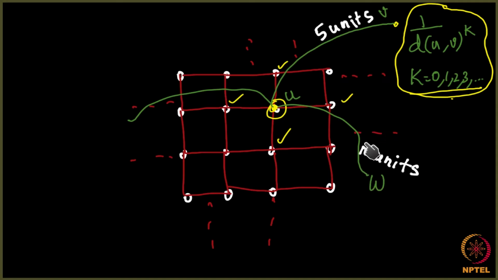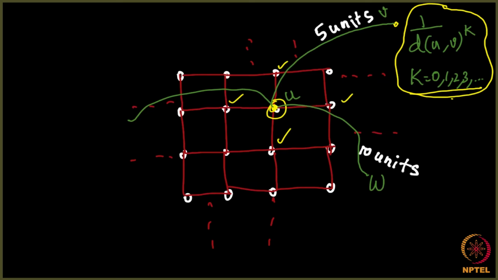This is far away from you. This is 10 units far away from you. This is 5 units, closer to you. This is more probable to become a neighbor of you. V is more probable to become a neighbor of you than W. What decides this? It is this equation that decides this. So if, let's say, k equals 2, then 1 over 5 squared is the probability of you being adjacent to V, and 1 over 10 squared is the probability of you being adjacent to W. That is if k equals 2. If k equals 1, then 1 over 5 is the probability of V being adjacent to you, and 1 over 10 is the probability of W being adjacent to you.